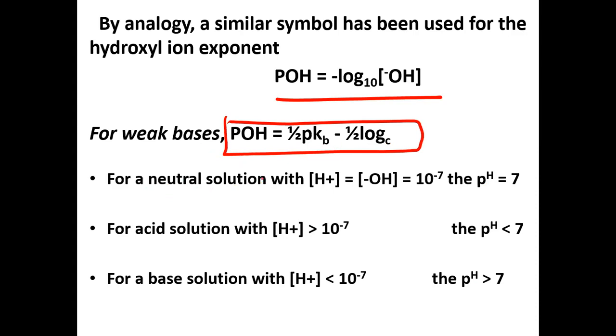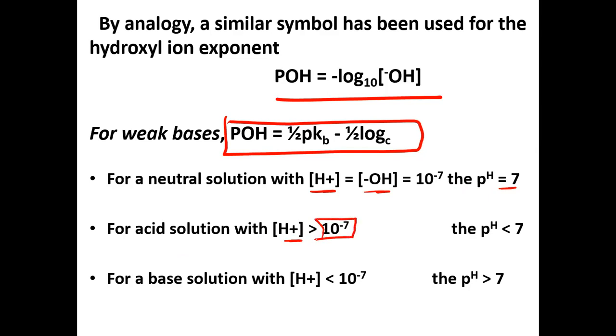For a neutral solution, we should know that the H plus concentration is always equal to the OH minus concentration, and so therefore our pH will be 7. This is basically what we know, that for a neutral solution, the pH is 7. Good. But for an acidic solution, our H plus concentration will be more than 10 power negative 7.